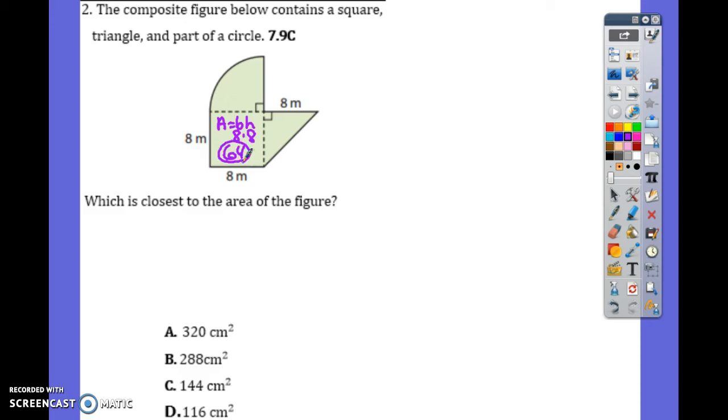Let's go to the triangle next. The formula for the area of a triangle is 1/2 base times height. We know the base of the triangle is 8 and the height of the triangle is 8. So we need 1/2 times 8 times 8. I'm going to take half of 8, which is 4. So now I have 4 times 8, which gives me 32. So the area of the triangle is 32.